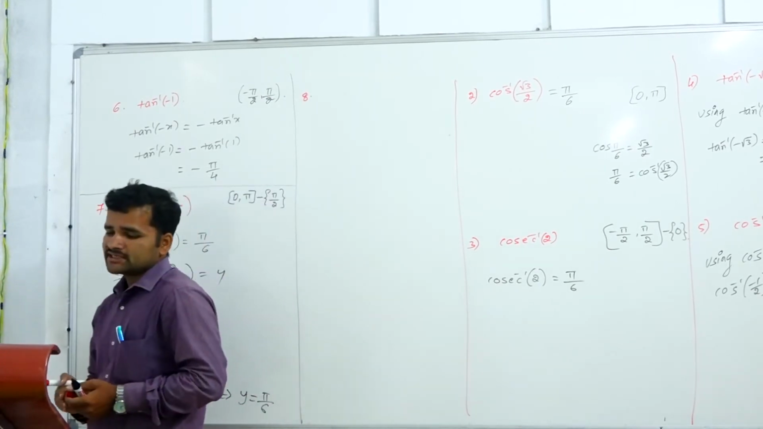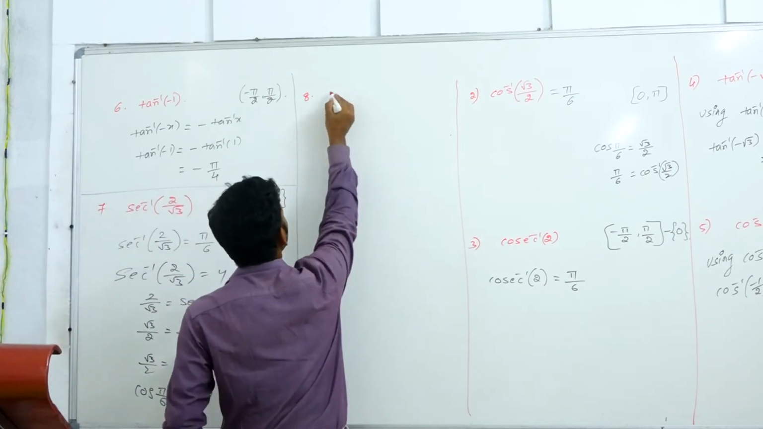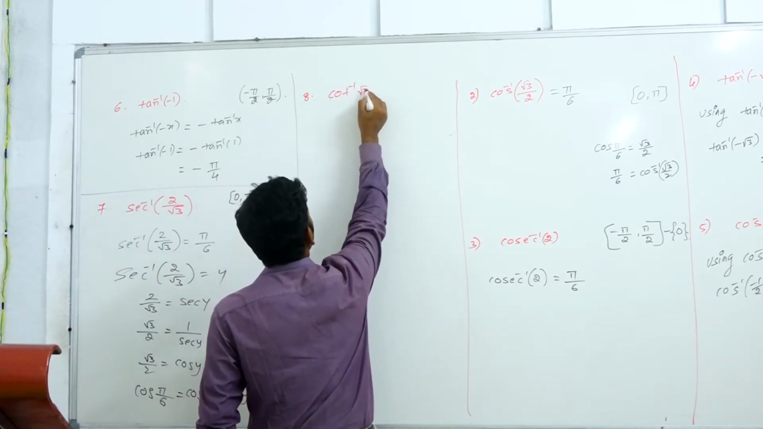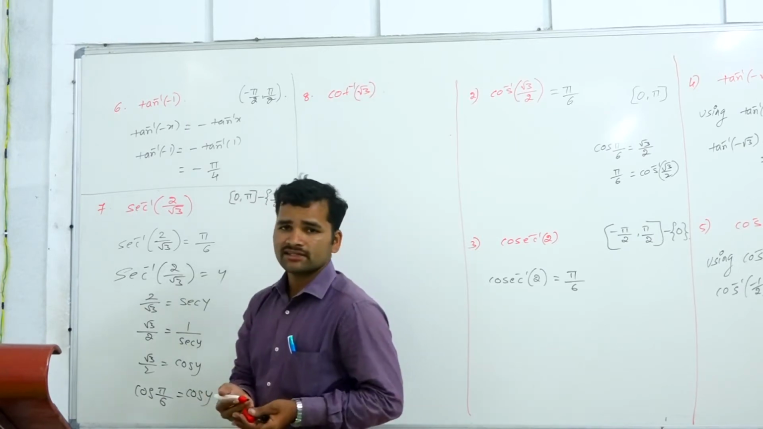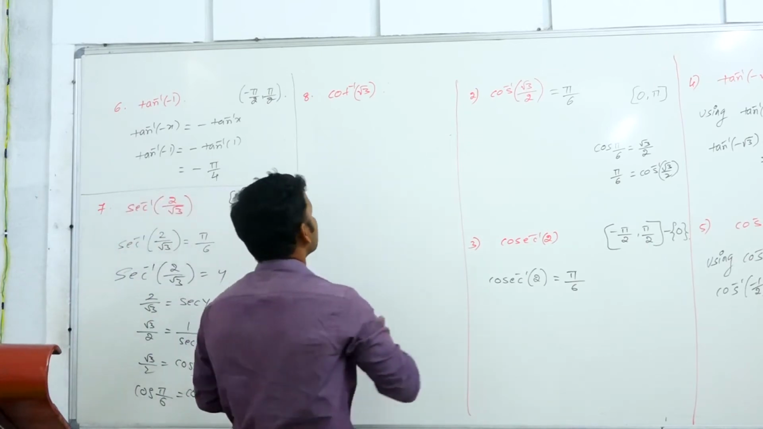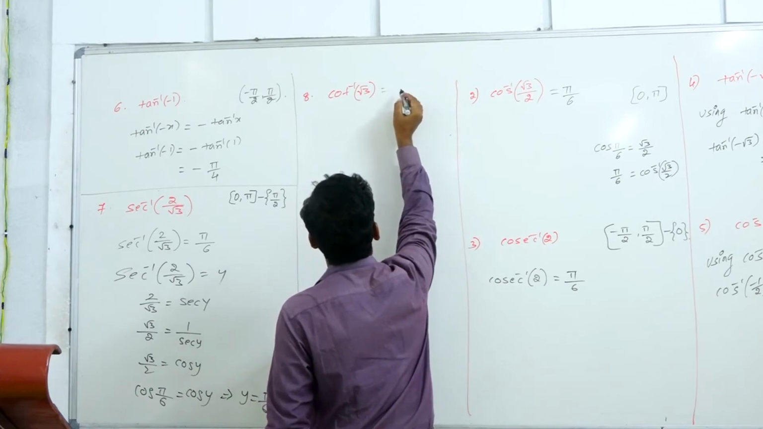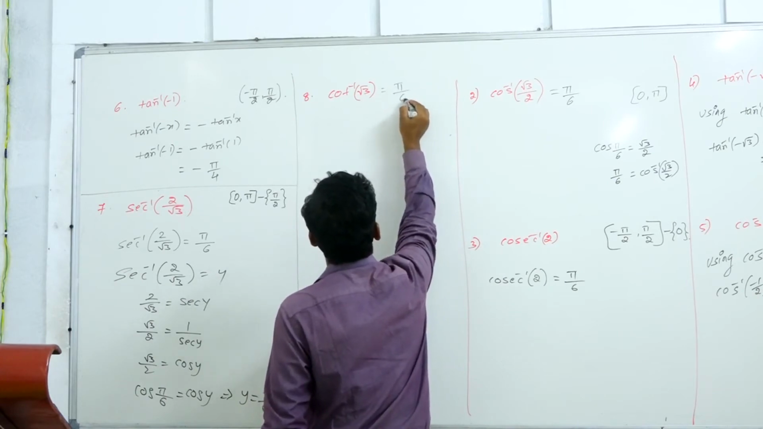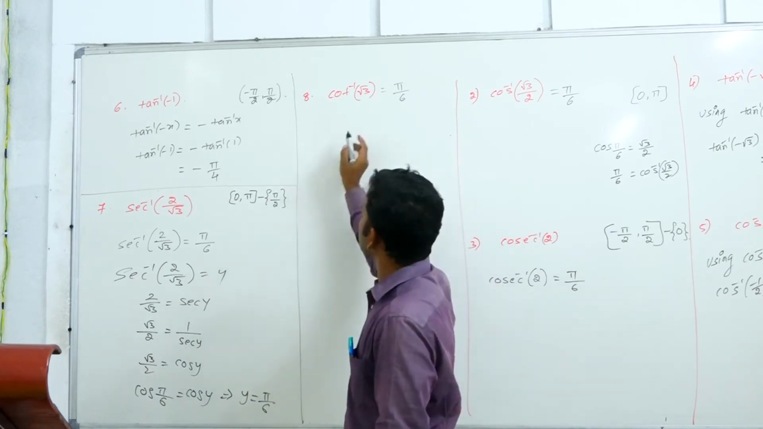Going to question number 8, we have cot inverse of root 3. What is cot inverse of root 3? Cot of which angle gives you root 3? Cot 30 degree. Okay. Cot 30 degree gives us root 3. Hence we will write pi by 6 as the answer directly.